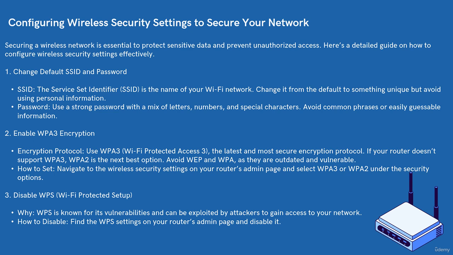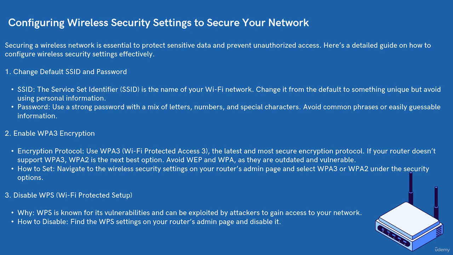And enable WPA3 encryption protocol. Use WPA3, Wi-Fi Protected Access 3, the latest and most secure encryption protocol out there. If your router does not support WPA3, WPA2 is the best option. And avoid WEP and WPA because they are outdated and vulnerable to most attacks. So you can go ahead and disable WEP, WPA, and WPS.